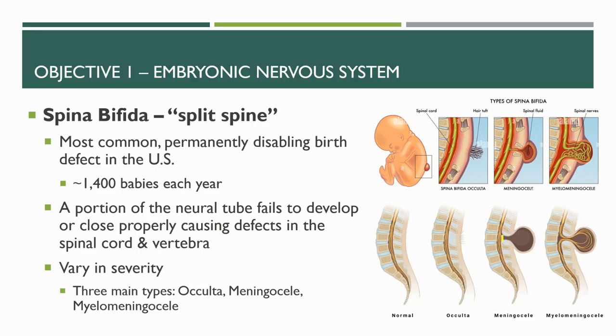And so what it can lead to is kind of a hole in the spinal cord, or a hole or missing vertebra along that area. Now it does vary in severity. It's actually fairly common. It's the most common disabling birth defect in the U.S., about 14,000 babies each year. Some of them are easily treatable and fixable, and some of them are very mild, and then others are definitely going to be much more severe.